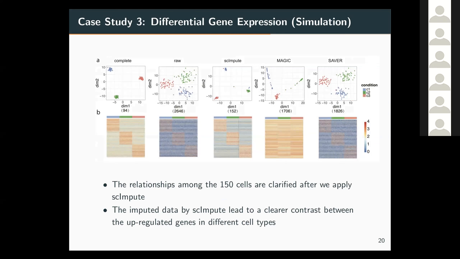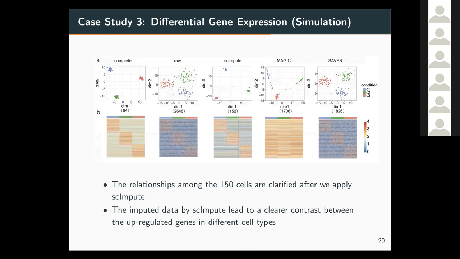So here, let's first look at the first row, which represents the first two principal components resulting from PCA based on the complete data, the raw data, and the imputed data by scImpute, MAGIC, and SAVER. If we look at the complete data, the three cell types can be clearly distinguished in the first two dimensions because of the DE genes. However, in the raw data, due to the existence of the dropout values, it becomes more difficult to separate the three cell types. And after we apply scImpute to the data set, again, we can obtain very clean clustering results in the first two dimensions.